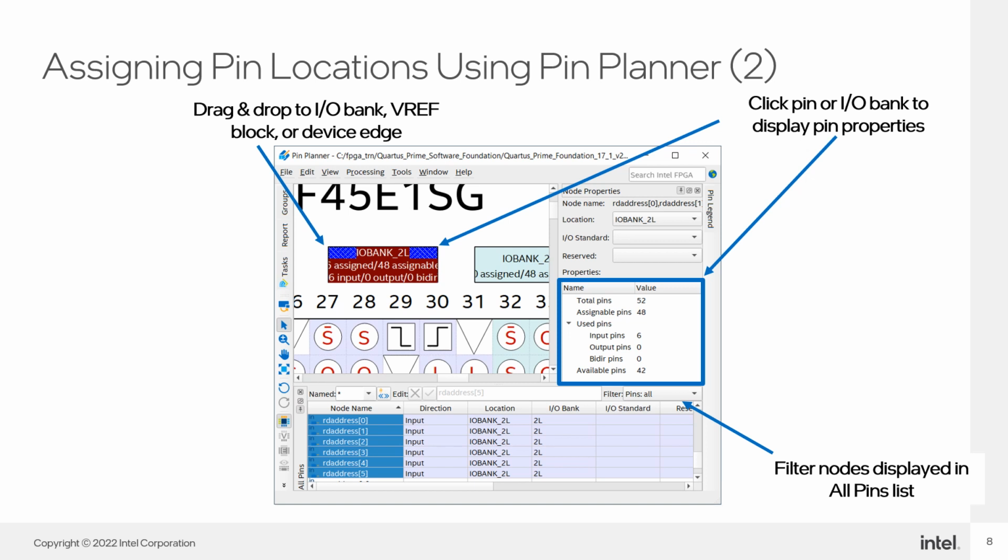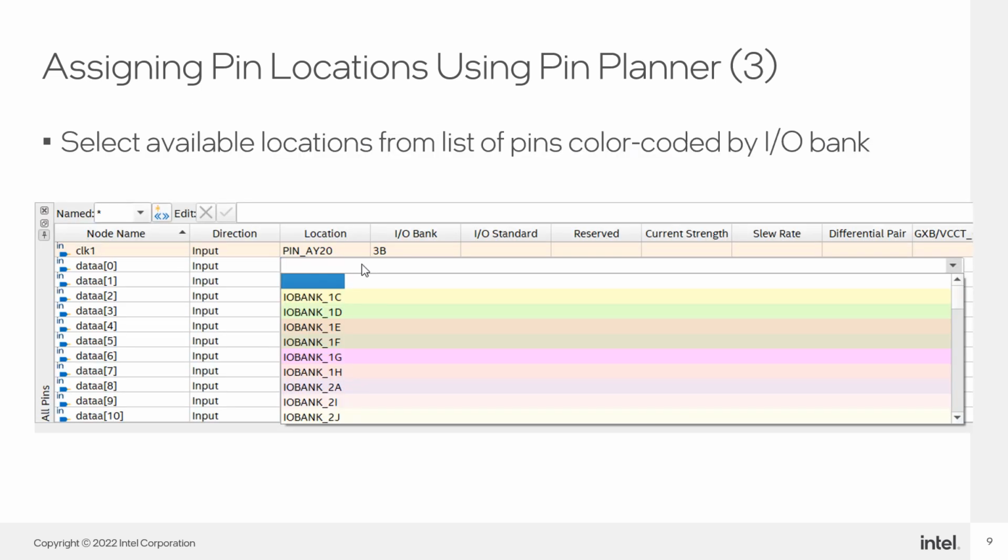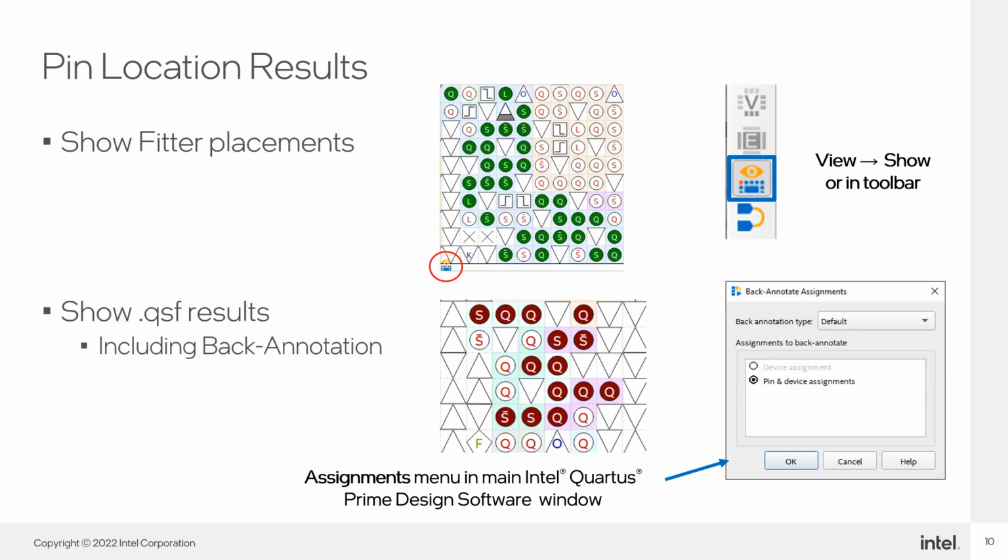In the process of creating I/O assignments, you may have hundreds of signals in your design. To focus on only a certain type of signal, select a filter in the All Pins list. By default, the All Pins list displays all signals in the design, but you can choose to focus only on unassigned signals, or only inputs or only outputs, for example. Yet another way of creating I/O location assignments in the Pin Planner is through the location column cells in the All Pins list. Double-clicking a cell displays a list of all pins and I/O banks in the device, color-coded by I/O bank. Select a particular pin or select an I/O bank to have the fitter select a particular location in that bank.